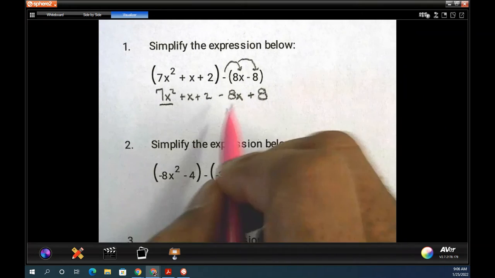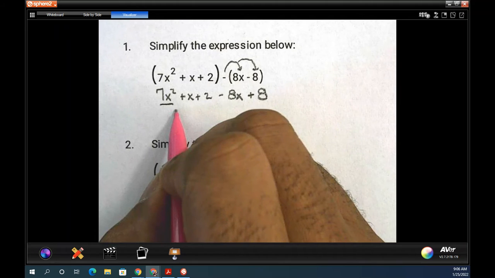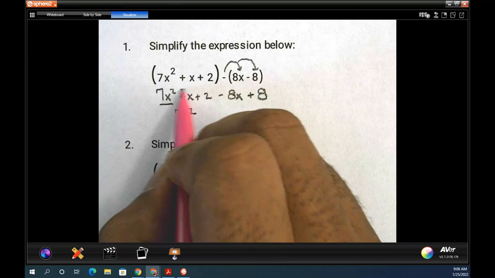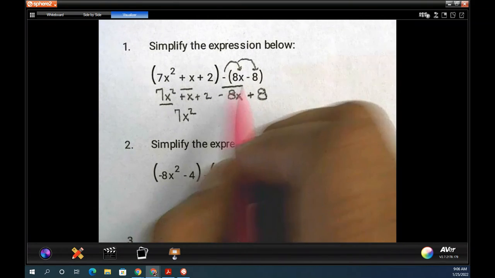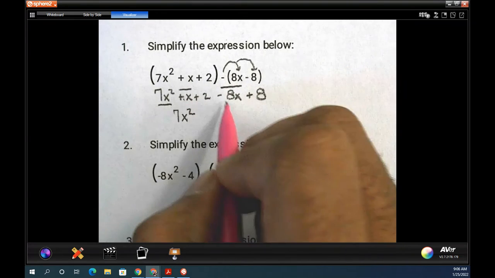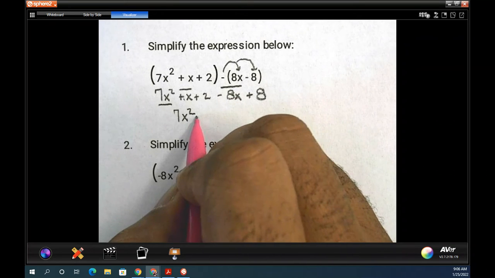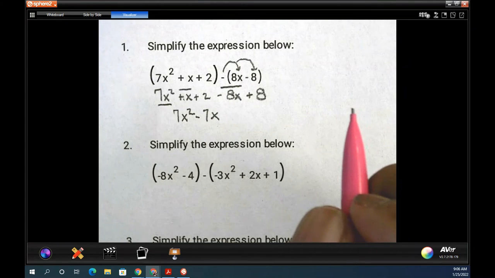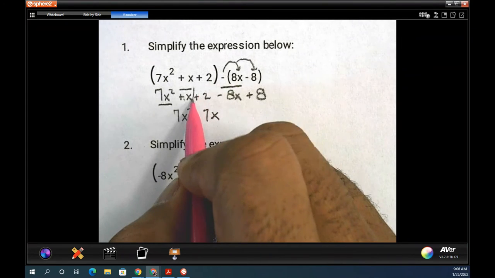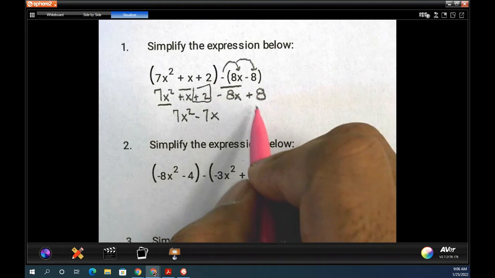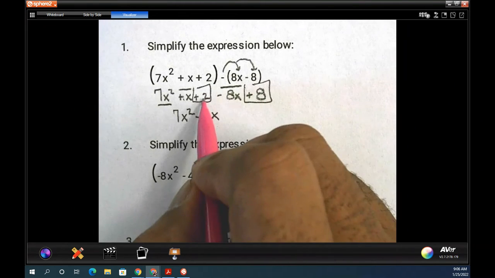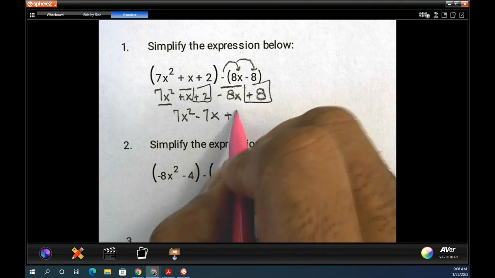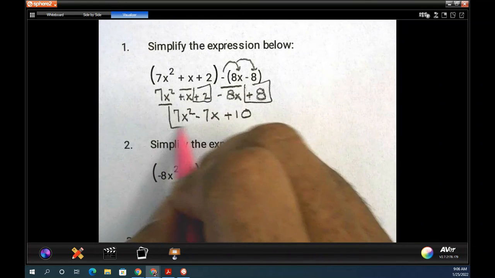Now, here's the deal. 7x squared: there's nothing to combine it with, so you just rewrite it. Now you have x minus 8x. That's 1x minus 8x, which makes negative 7x, so it's minus 7x. Then your last thing is 2 and 8, so that's 2 plus 8. 2 plus 8 is 10. It's positive, so it's plus 10. There's your answer right there.